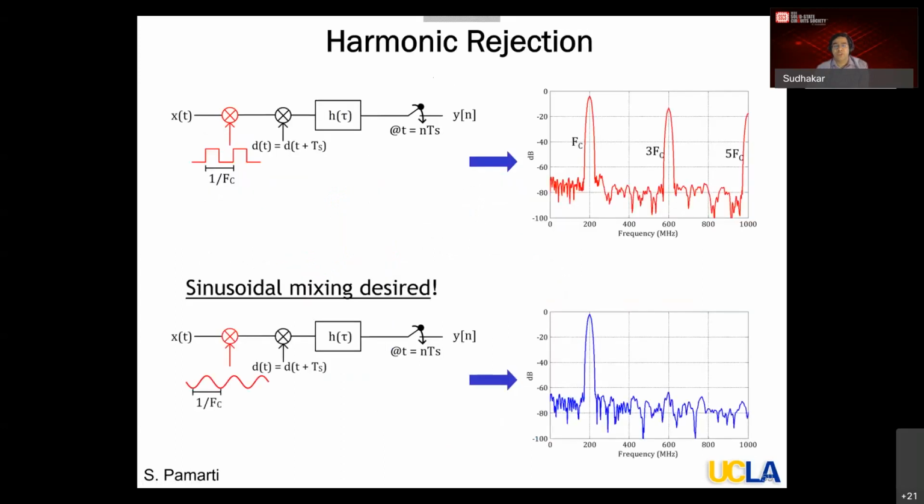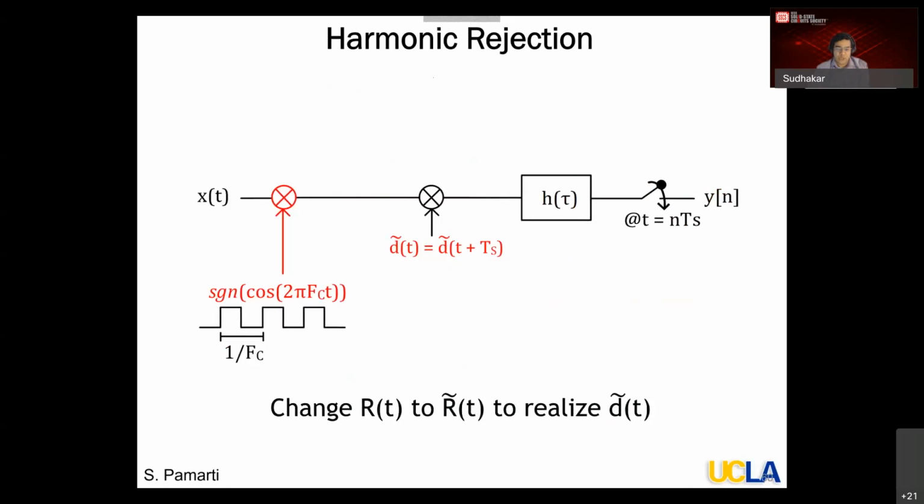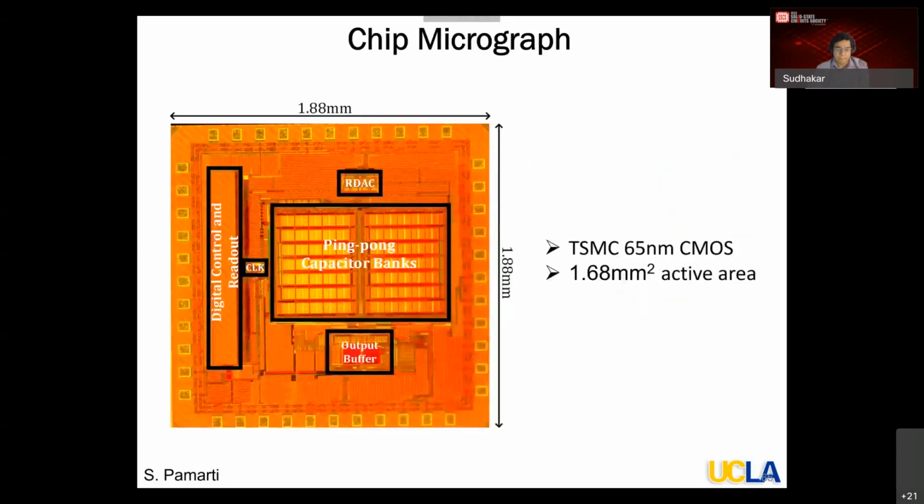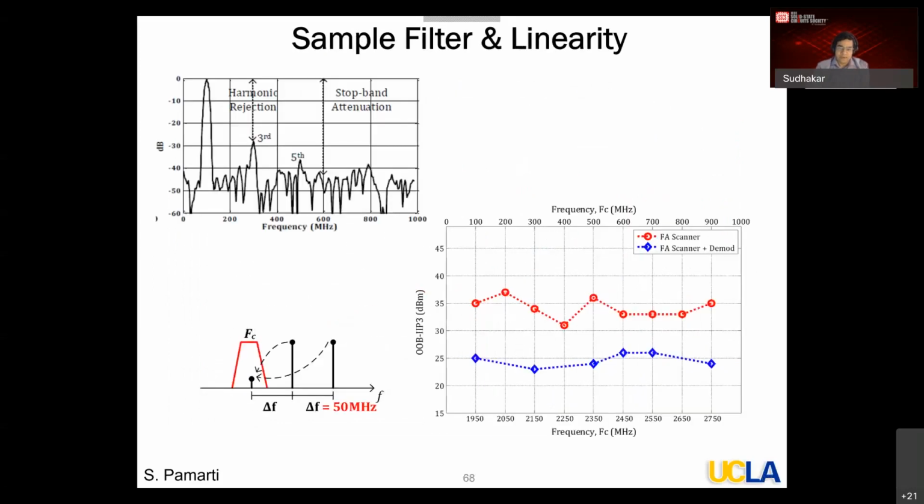Without getting into the details, let me show the result here. Our linearity is about 35 dBm IIP3, which is far, far better than anything. And this was about 5 years old work.